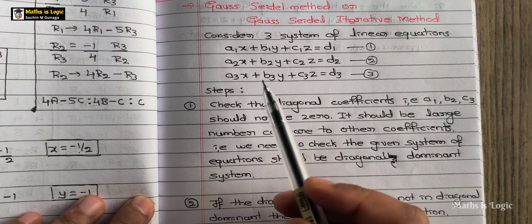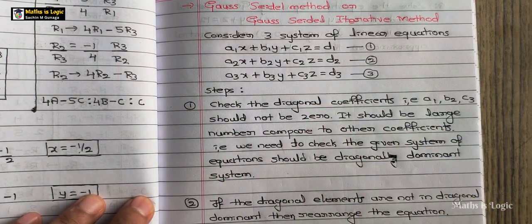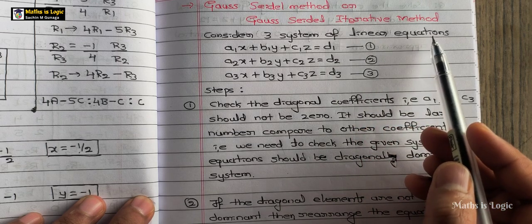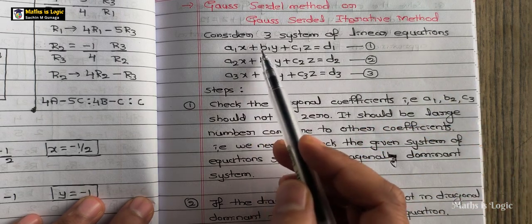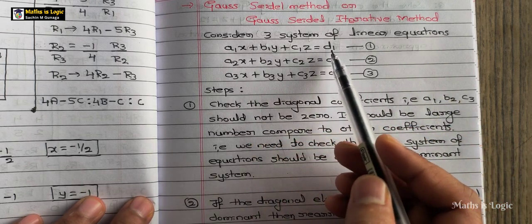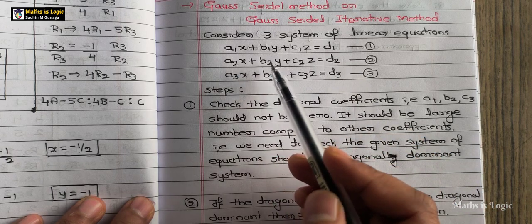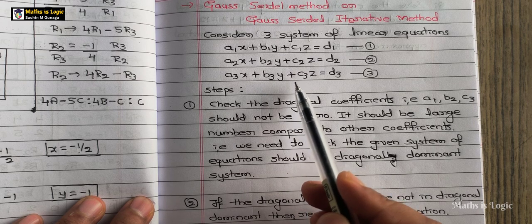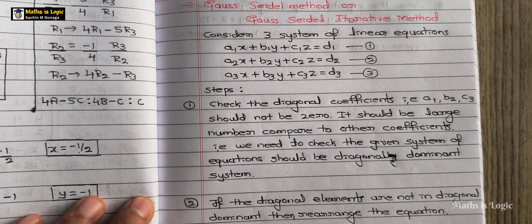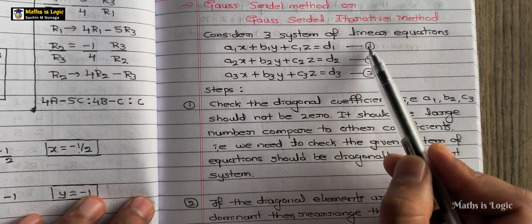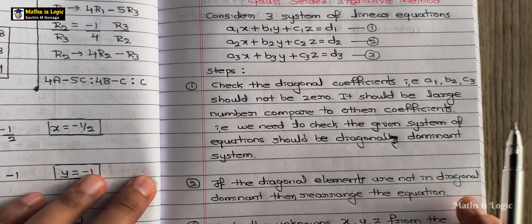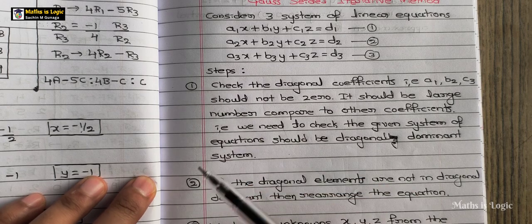Now, to solve problems on the Gauss-Seidel method, we need to remember a few steps. For that, consider a system of three linear equations in the form a1x plus b1y plus c1z equals d1, a2x plus b2y plus c2z equals d2, a3x plus b3y plus c3z equals d3. I am going to call these the first, second and third equations. After that, remember a few steps.